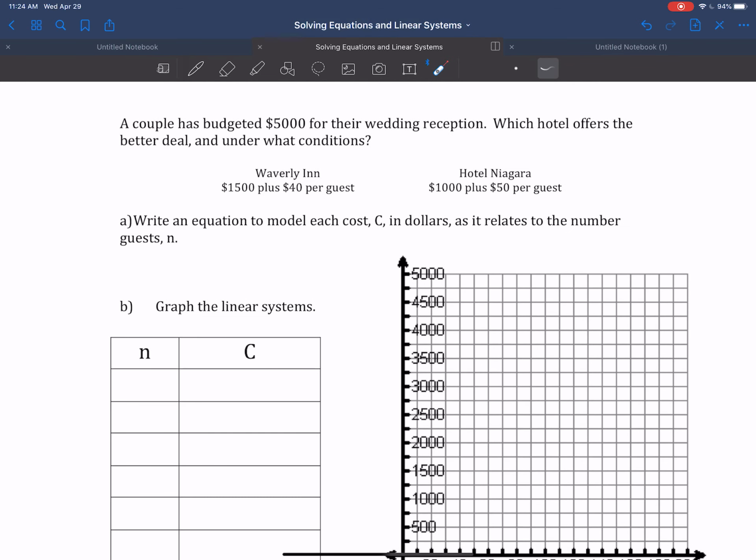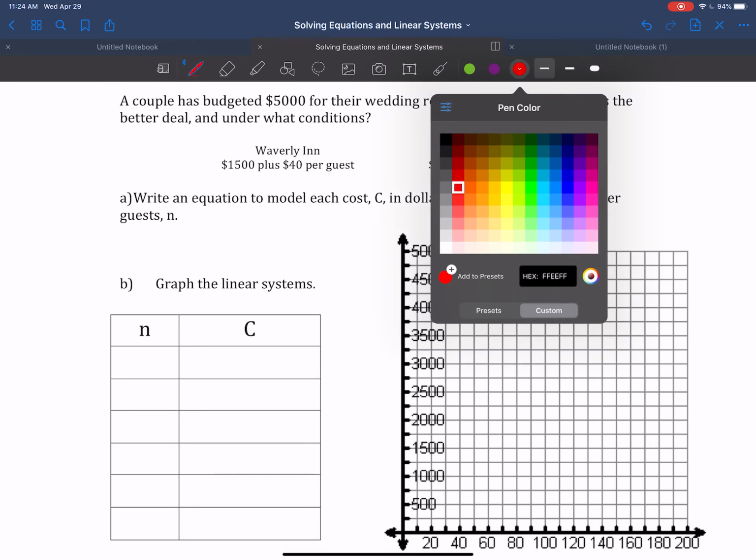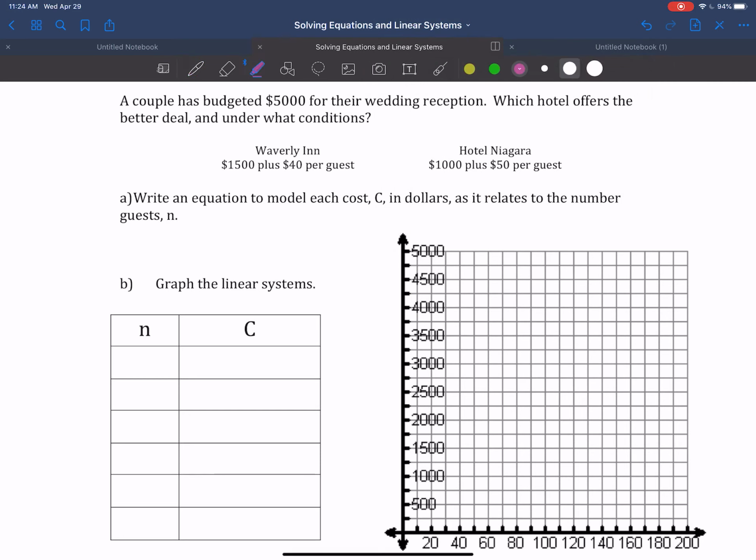So now let's look at some word problems here. Word problems and graphing at the same time. So we have two situations here. This couple is getting married. They have $5,000 for their wedding reception. We're trying to figure out which hotel offers the better deal and under what conditions. So they have two options, the Waverly and Hotel Niagara.